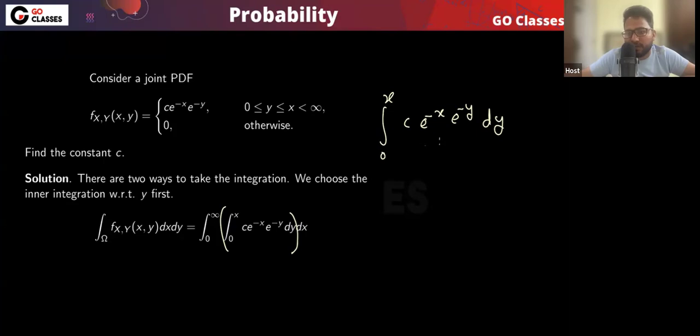Now, let's solve this. If you're integrating over y, then you need to treat this particular whole thing as a constant. Since it is a constant, you can take it outside, which means this will be c into e power minus x, and then the integral from 0 to x of e power minus y dy.